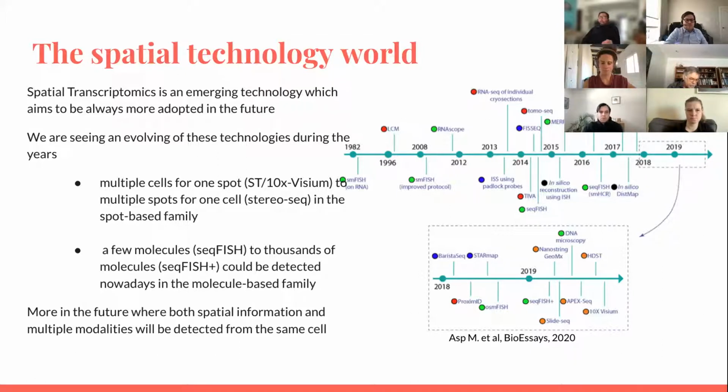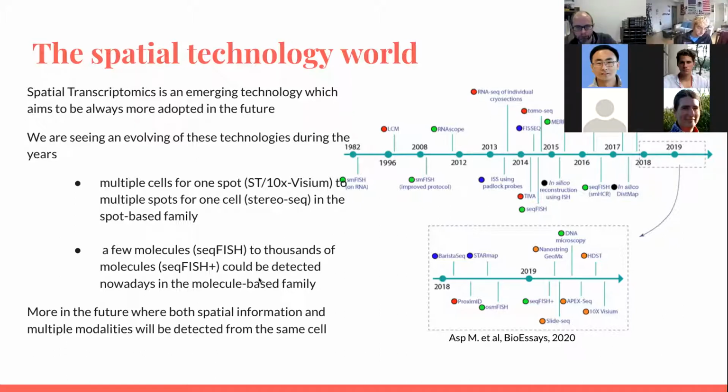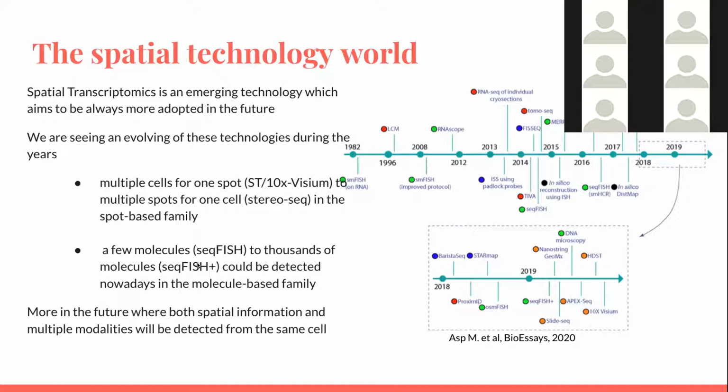And we are seeing these technologies evolving over the years. For the spot-based family, with spatial transcriptomics we had more cells for just one spot, and now we are reaching a resolution to have multiple spots for just one cell. And this can be achieved with Stereo-seq, for example. While for the molecule-based, we have seqFISH and seqFISH+, where in the first case we have just hundreds of molecules that could be detected, and now we have thousands of them.